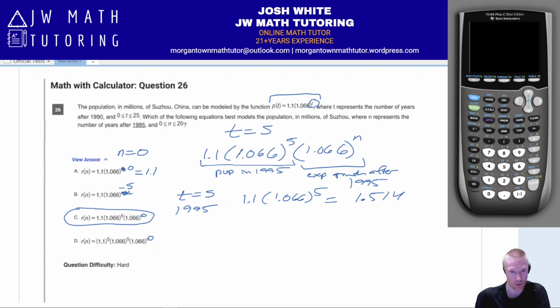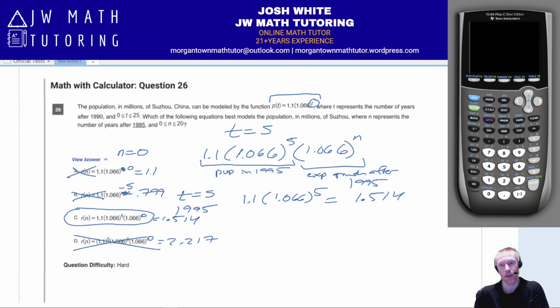That doesn't match 1.514. For this one, 1.066 is going to be to negative fifth, which means we put a 1 over it to the fifth. So it's going to be wrong. I'll just tell you it's 0.799 if you work it out on a calculator. C is obviously going to be the correct one. If you work it out, it's 1.514. And then D, if you work it out, it comes out to 2.217. That is wrong.